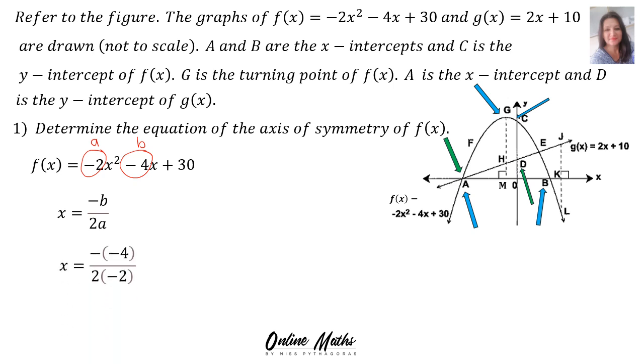And then we'll substitute x = -(-4)/(2 × (-2)). And then on the numerator, negative times a negative is positive 4 over negative 4. And then your answer, x = -1. So x = -1 is the x-coordinate of the turning point, or we can refer to it as the equation of the axis of symmetry.